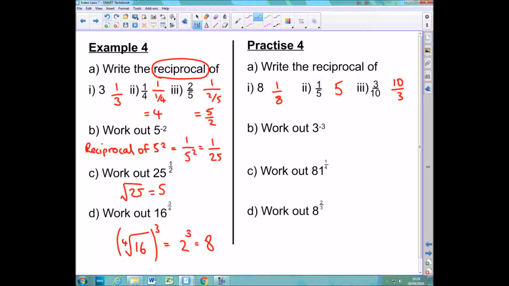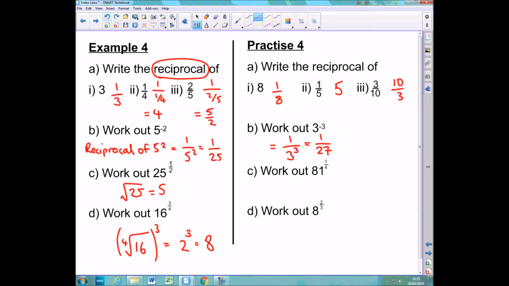Now I want to work out 3 to the power of minus 3. Well, I know that's just going to be the reciprocal of 3 cubed. So I know that 3 cubed is 3 times 3 times 3. So 3 times 3 is 9, times 3 again is 27. So that is 1 over 27.